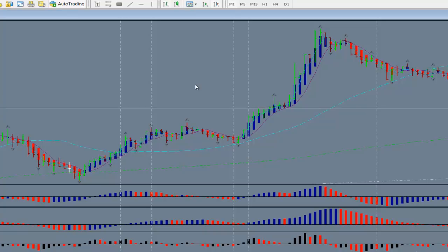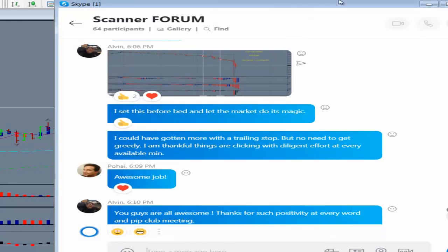We do have one other tool that people can trade together 24 hours a day. It's in the Skype form. We call it the scanner form.